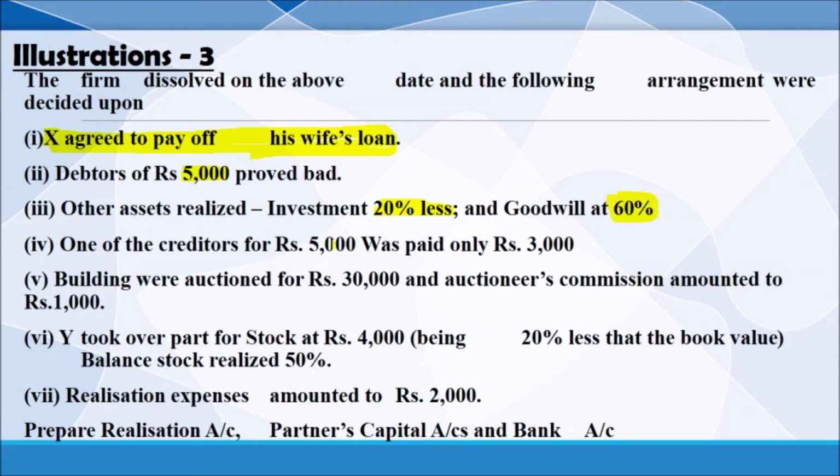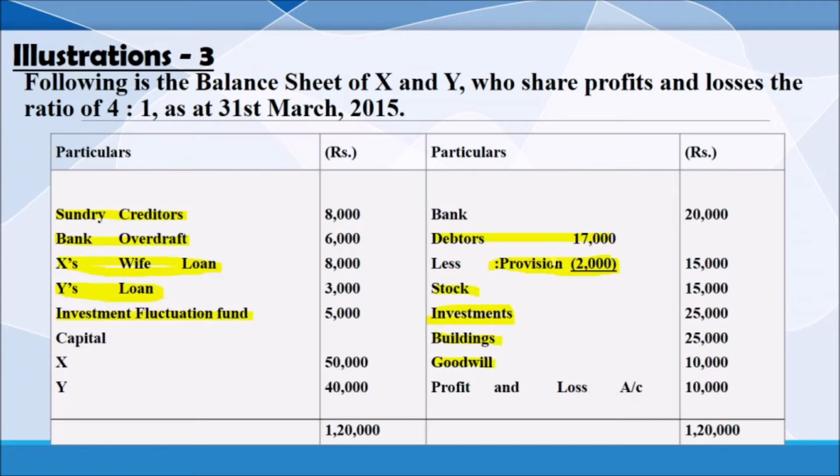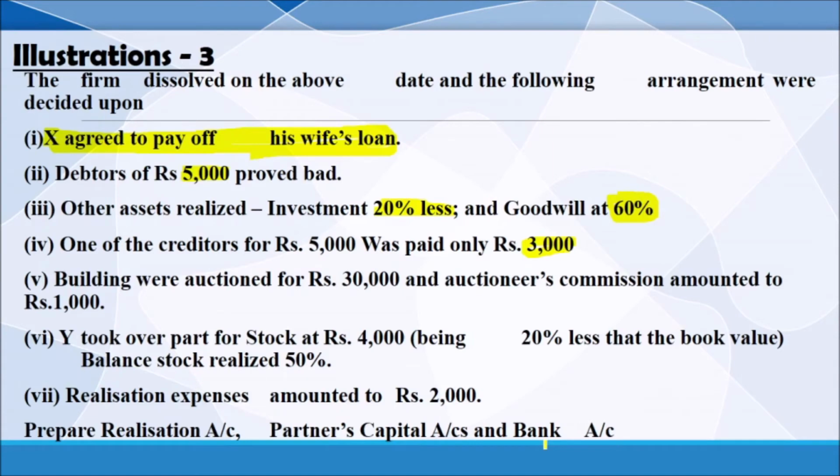One of the creditors, 5,000, was paid only 3,000. So what is the creditor's value? 8,000. From 8,000, the creditor for whom the firm has to pay 5,000. For that 5,000, the company paid only 3,000. That means the account is closed by paying 3,000. The remaining 3,000 will be realized in full.